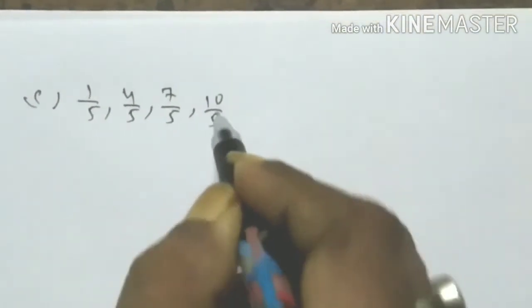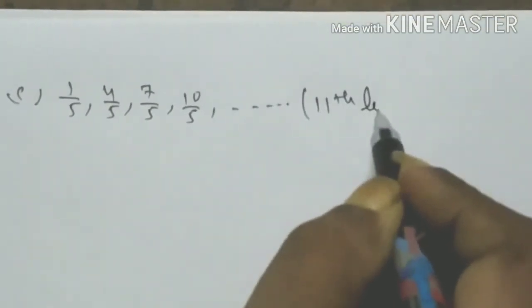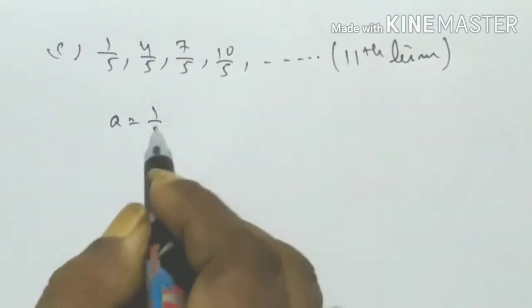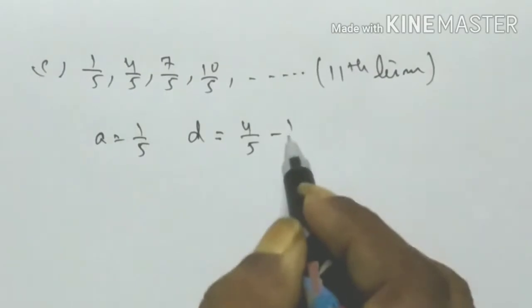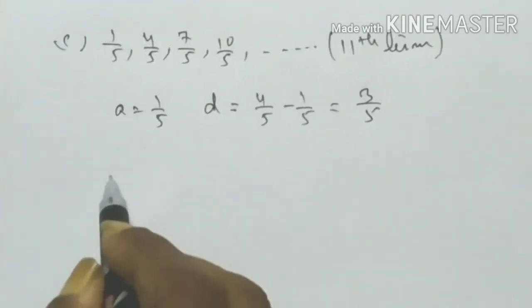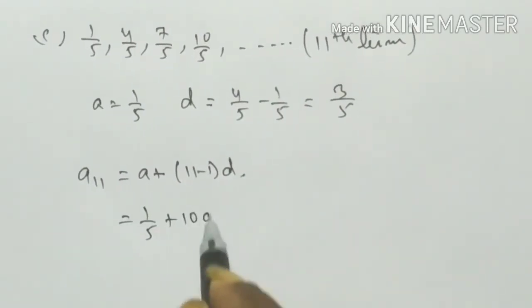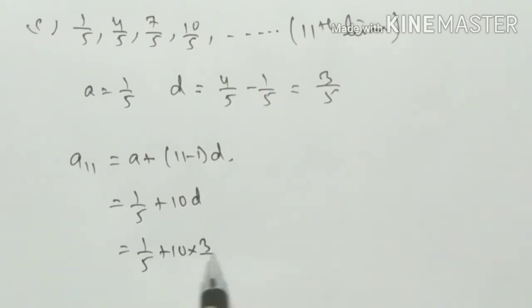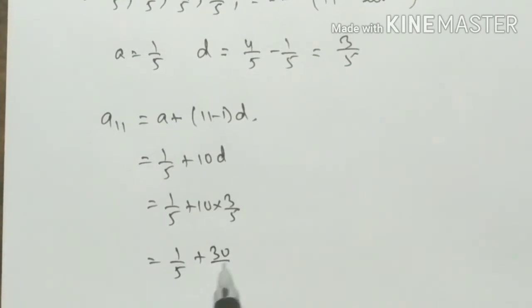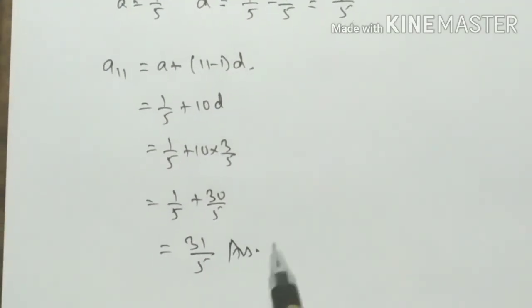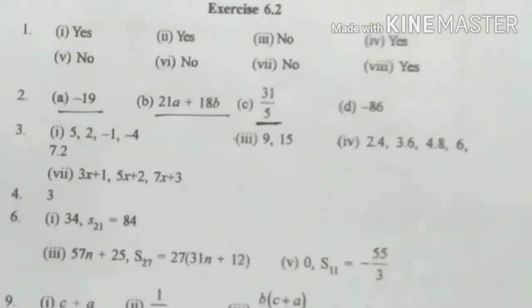Now again, I am going to do these questions. One I am doing for you, the fraction one: 1 by 5, 4 by 5, 7 by 5, 10 by 5, and so on up to the 11th term. Here your a is 1 by 5. Your common difference d is 4 by 5 minus 1 by 5, which comes out to be 3 by 5. Now a_11 is a plus (11 minus 1) into d, that is 1 by 5 plus 10d, that is 1 by 5 plus 10 into 3 by 5. So that is 1 by 5 plus 30 by 5, which comes out to be 31 by 5. This is your answer, 31 by 5, which is also the answer in the book.